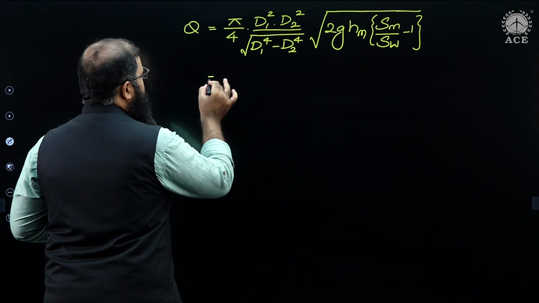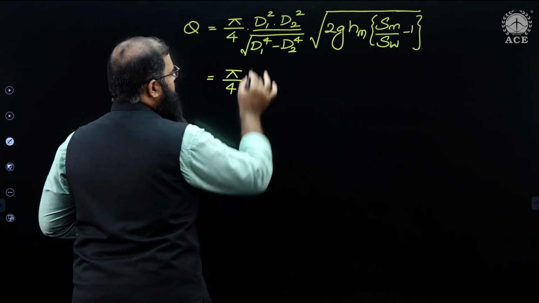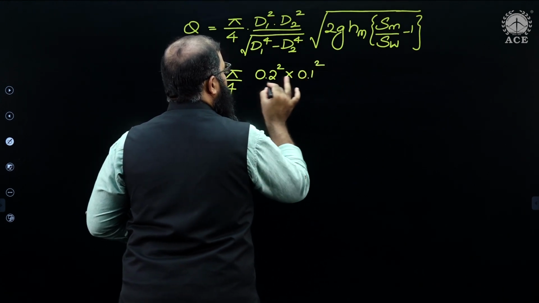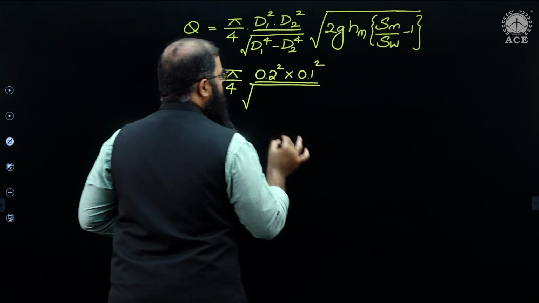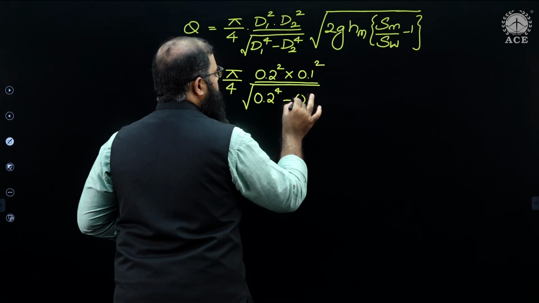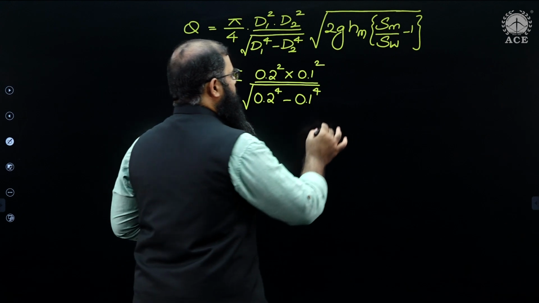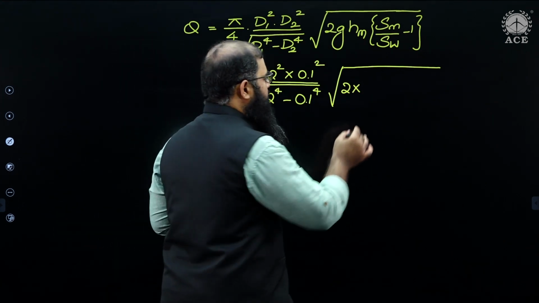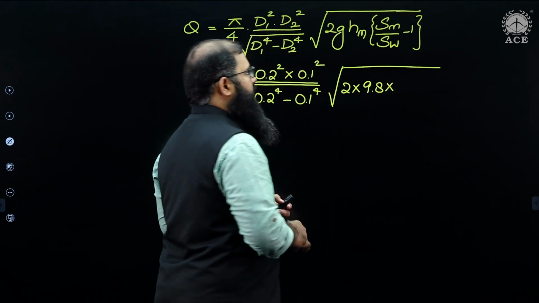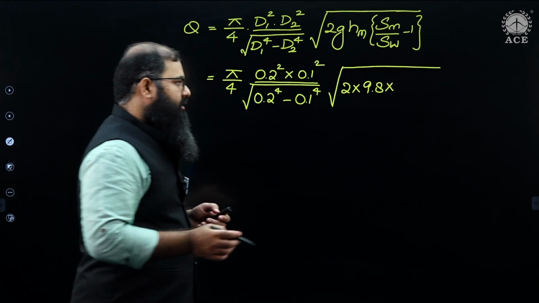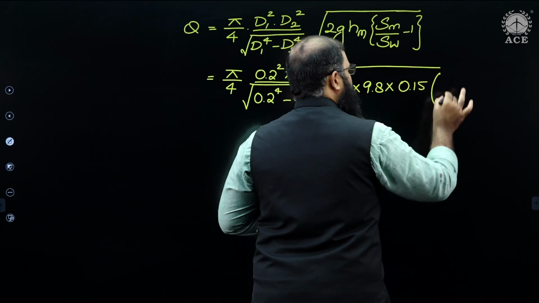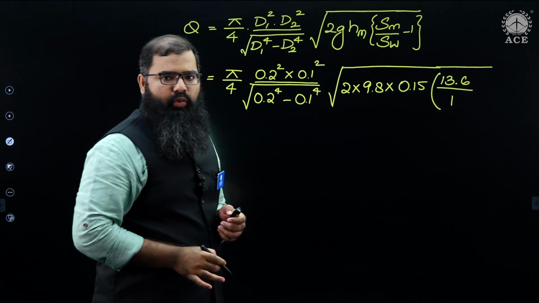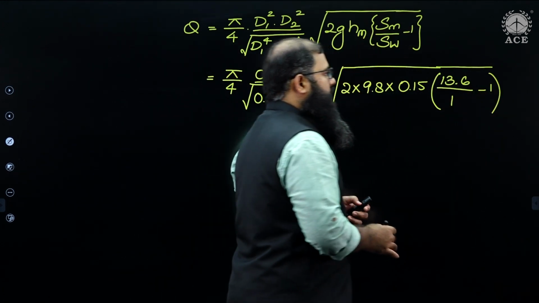Let us apply these numbers over here. So I'm going to get Q equal to pi by 4 into 0.2 square multiplied to 0.1 square divided by root over of 0.2 power 4 minus 0.1 power 4, further multiplied to root over of 2 times, the acceleration due to gravity, which he has mentioned in the question, happens to be 9.8. So consider 9.8. HM over here happens to be 15 centimeter, that is 0.15 meters, multiplied to SM over here, which is 13.6, divided by SW, since it is water, equal to 1, minus 1.